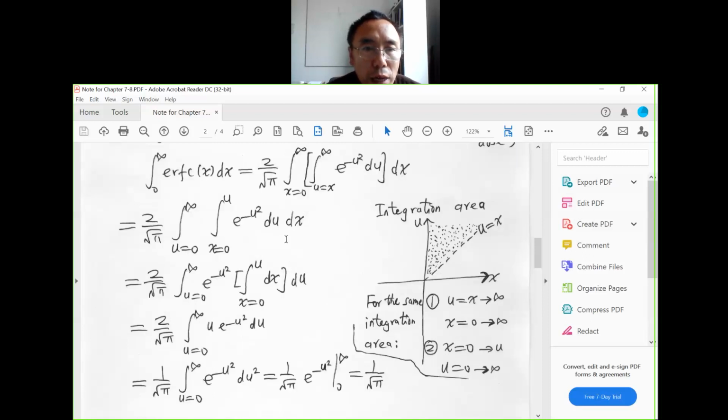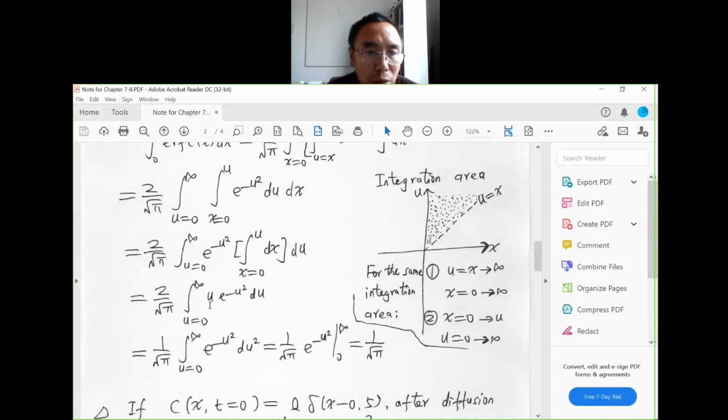So then we can integrate x first. But this one is very easy. It is equal to u. So then we have u du, which equals du squared. So in the end, it is very easy to get 1 over square root of pi. So basically, we represent this integration area, and so we have this easy integration.